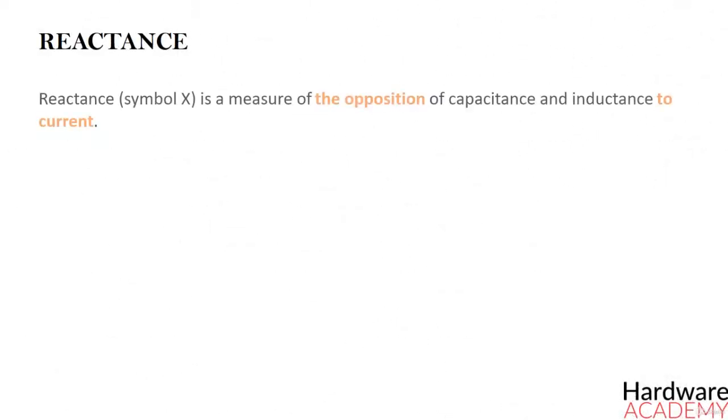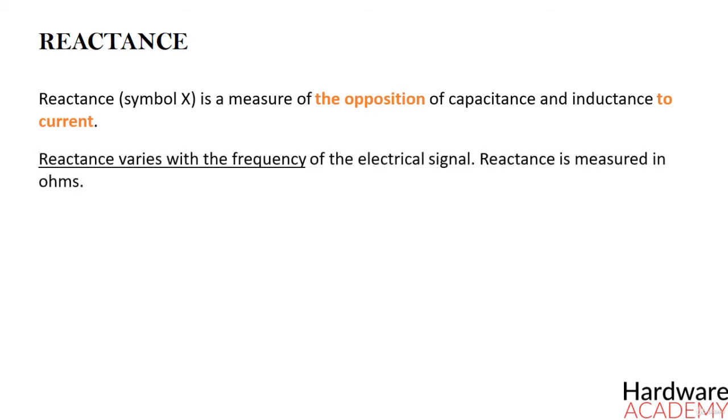So, reactance is a measure of the opposition of capacitance and inductance to current. It acts almost like resistance, so the higher the reactance, the stronger that particular circuit or component will try to reduce the current. Reactance varies with the frequency of the electrical signal, and it is also measured in ohms.